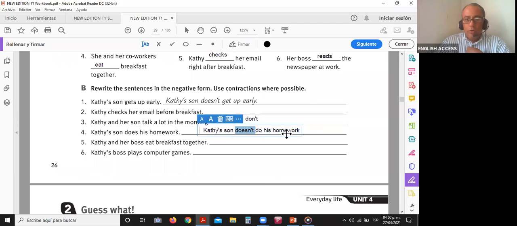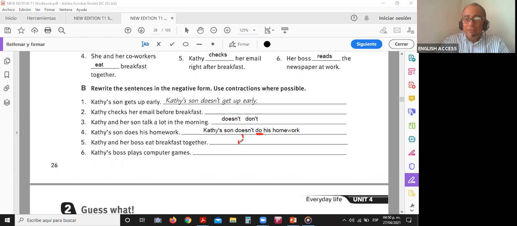I do the homework. He, Kathy's son, does his homework. When I add the negative, negative means no only. So Kathy's son doesn't do his homework. Very important. Write this down because do here is not a repetition. Do here is the verb, is the action.